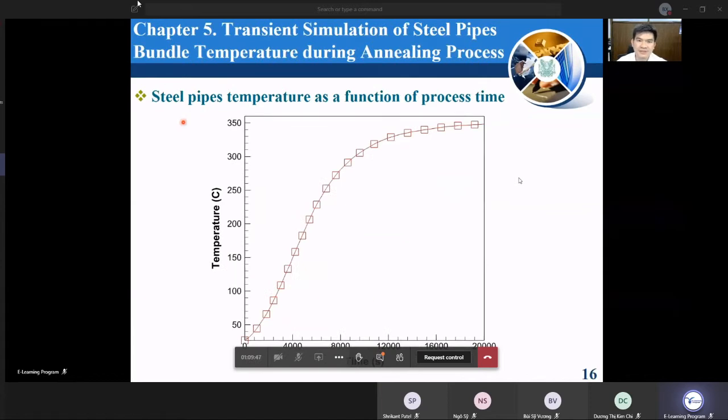And then we move to the tension simulation of the steel pipe under temperature during the annealing process. This figure shows the temperature as a function of time. You can see from the initial temperature here, and then it increases during the steel annealing process, around 20,000 seconds, which means around 5.5 hours. We can nearly approach the steady state at around 350 degrees Celsius. You can see here.